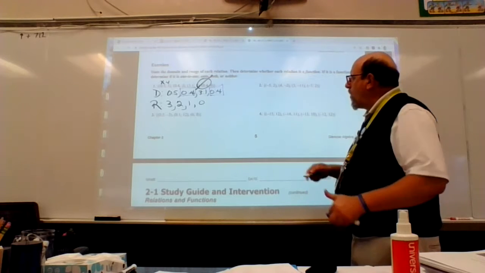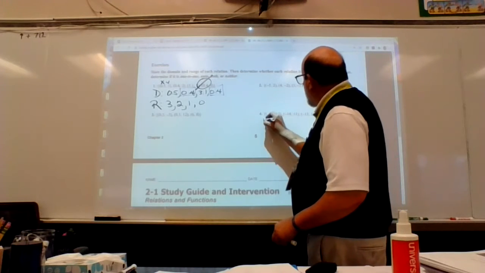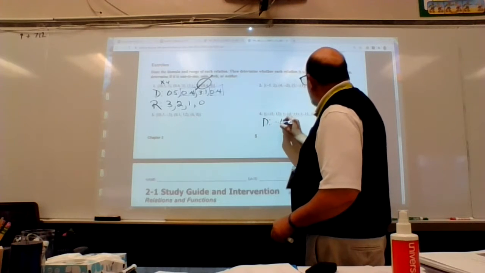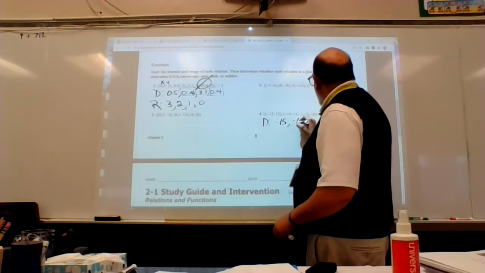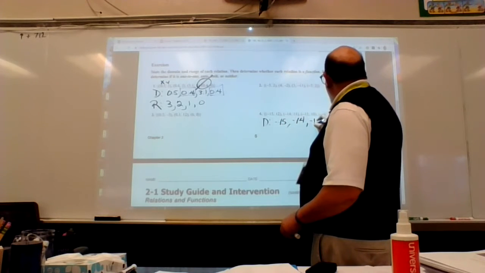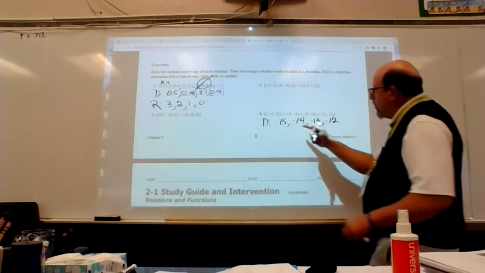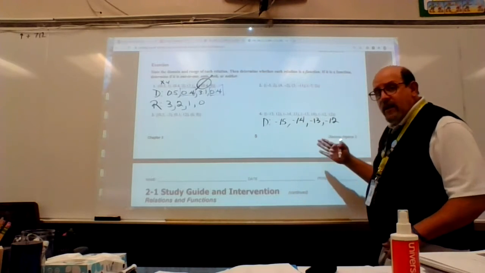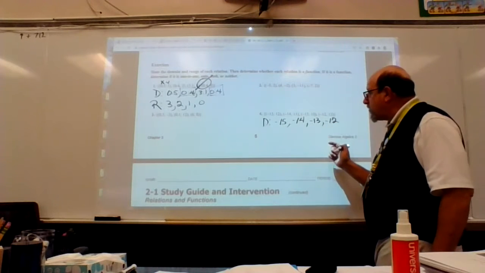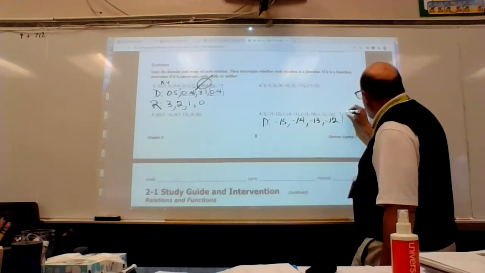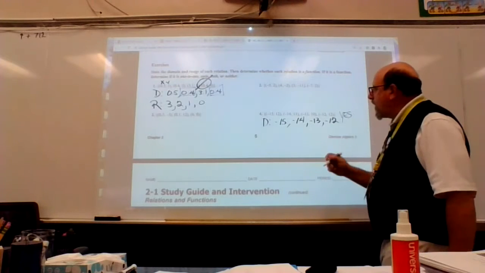Let's do number 4, and I'm going to list my domain. Domain is -15, -14, -13, and -12. And since we've written it out and we see that none of the x's have repeated, we know we have a function. So we say, yes, it's a function, but let's find out which kind.